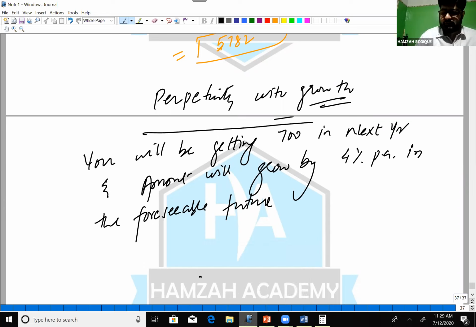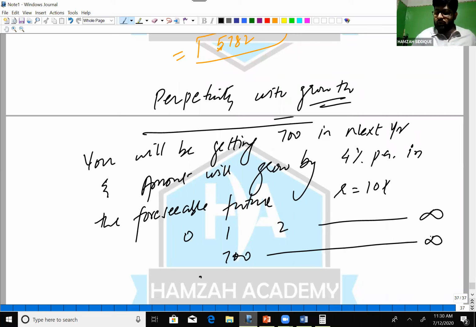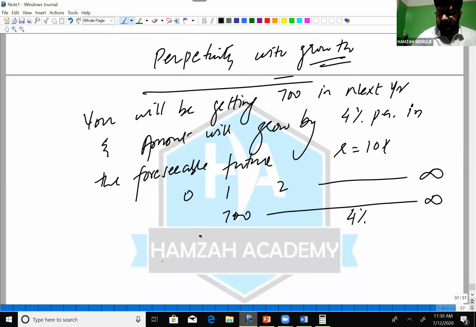Now, you see here, R is 10%. In the next year, you will be getting 700 and it will be growing by 4% per year. Now, how to solve it? We know that present value is equal to annual cash flow cross normal formula. So what will be the formula for it? CF1, remember, cross 1 over R minus G.